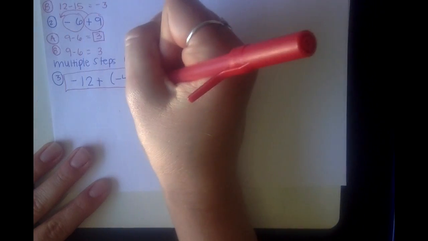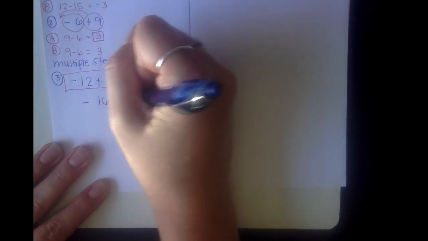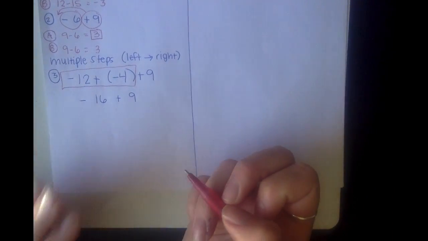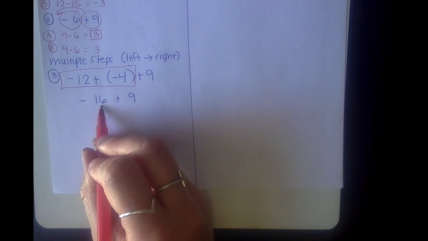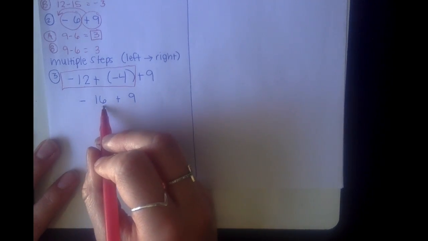So the first thing I'll do is I'll want to solve -12 plus -4. Well, they're both a negative, so my answer will be negative, and 12 plus 4 is 16. And then I bring down the rest of my problem. So now I just have a -16 plus 9. I can think about this as 9 minus 16, or I can think 16 minus 9. What is that difference? That difference will be 7. 16 is greater than 9. The sign of 16 is negative, so my answer is negative. And so my answer is a -7.